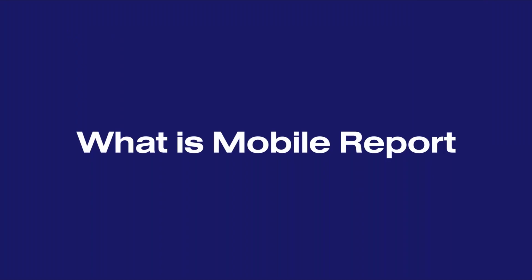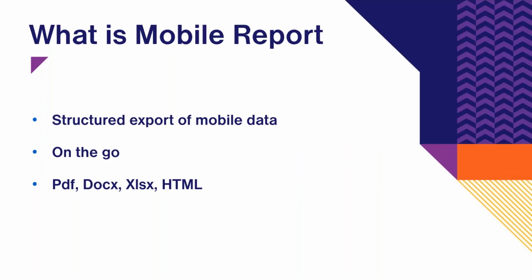So first of all, what is a mobile report? As you correctly selected, it is a structured export of mobile data, so data that you have on your device in the Resco mobile CRM application. You have it on the go, so it's mobile. You can use it on any platform, so iOS, Android, or Windows. And it can be exported, or you can create a document in PDF, Word, Excel, or HTML format.